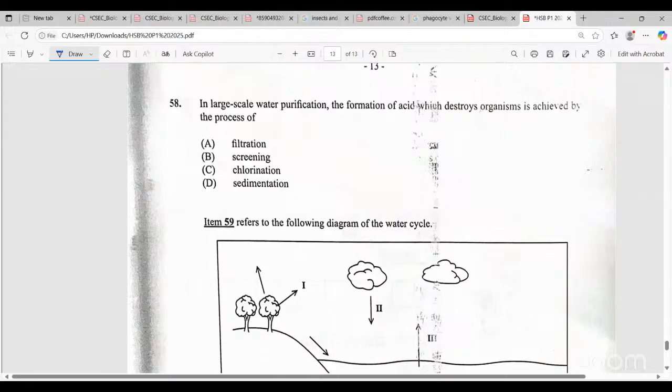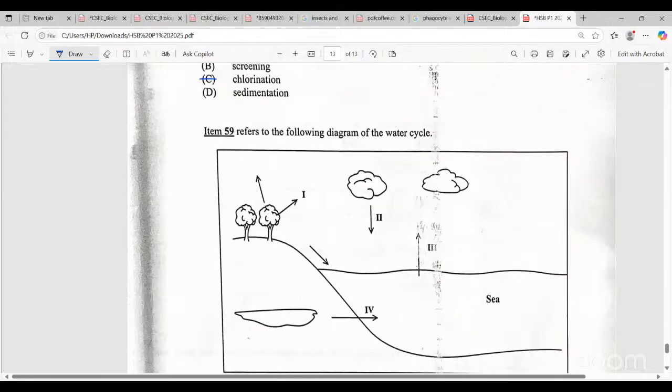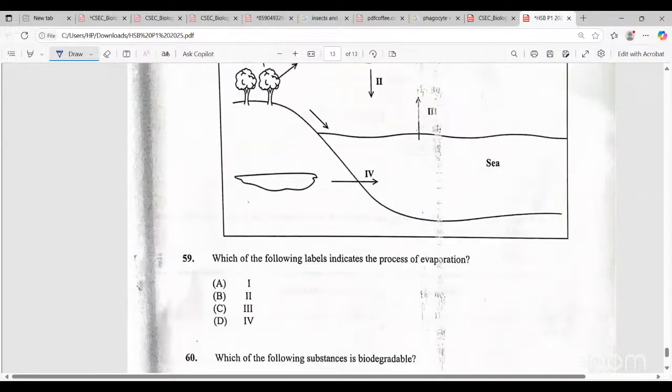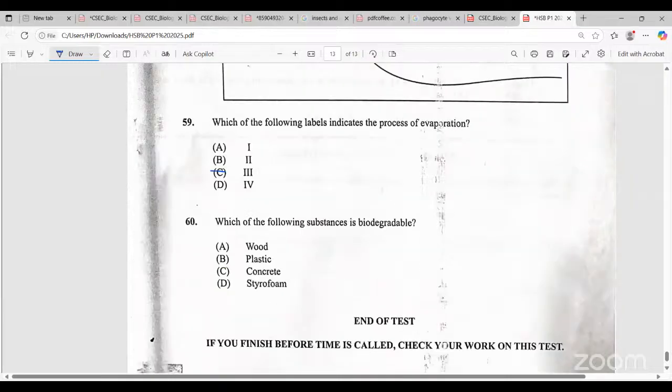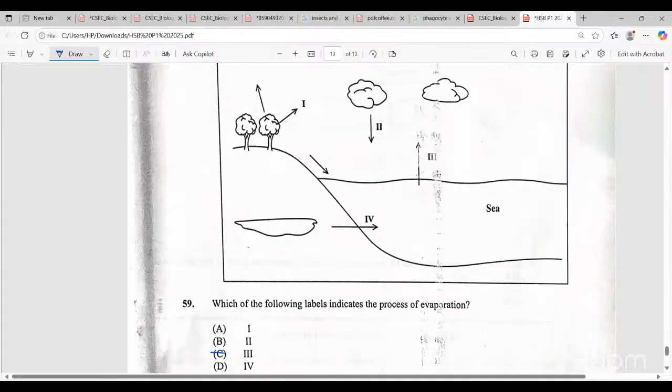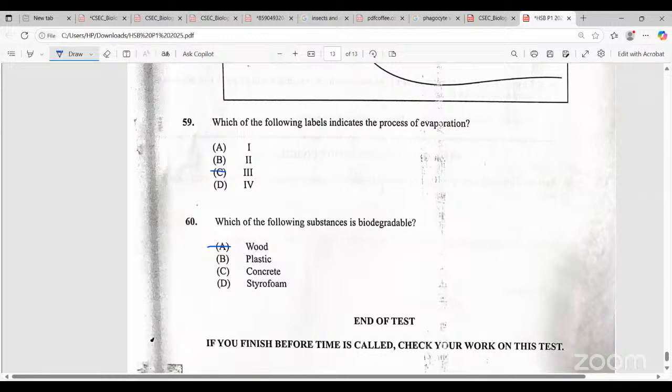So then we see a diagram of the water cycle. It says which of the following labels indicates evaporation. So we know evaporation is going up into the atmosphere. So that's 3. And then which of the following substances is biodegradable, that can rot? And that's wood. All right. So we come to the end of the paper, the standard paper.